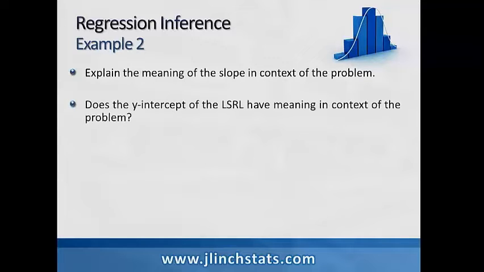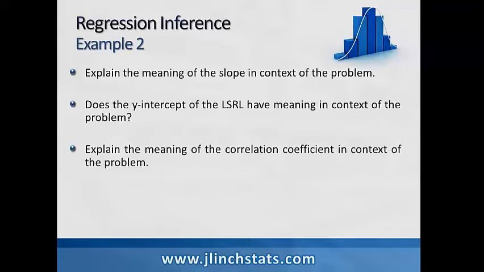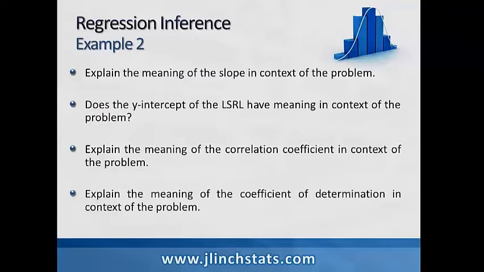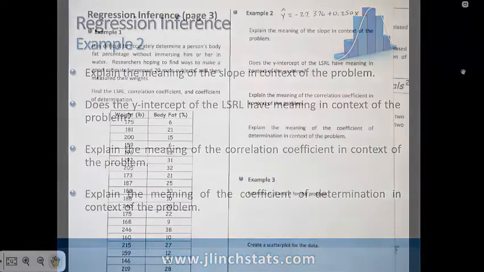Does the y-intercept of the least squares regression line have meaning in context of the problem? Explain the meaning of the correlation coefficient in context of the problem. And then explain the meaning of the coefficient of determination in context of the problem. So this is really a review from Chapter 5 from our regression section. So let's take a look at the meanings for each one of these.